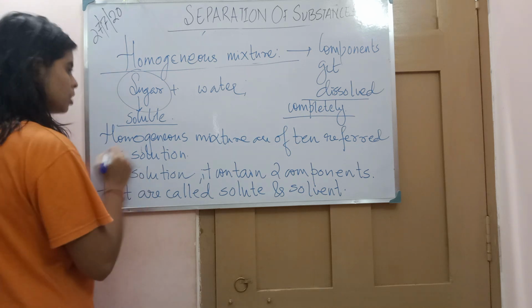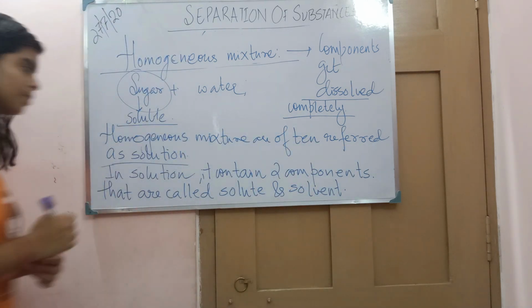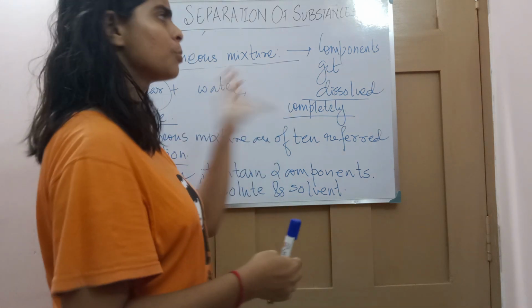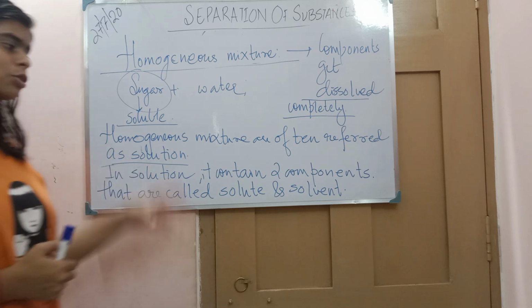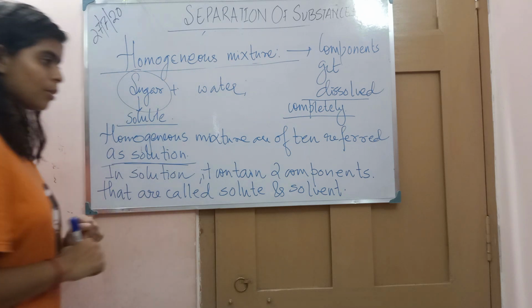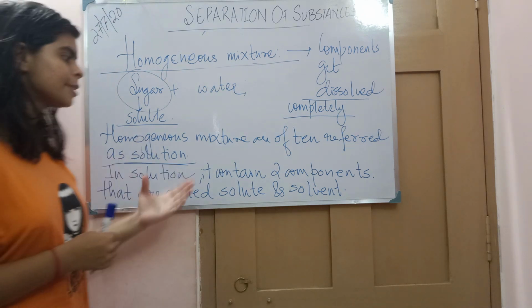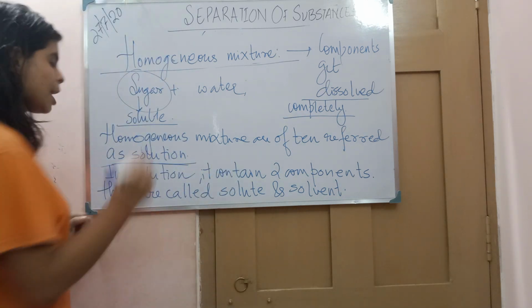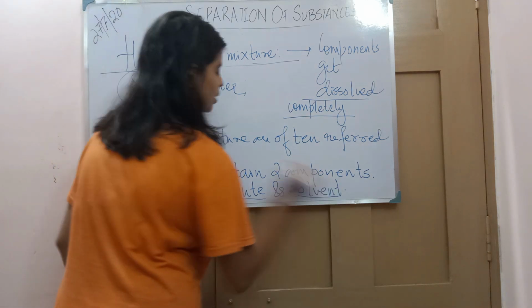Homogeneous mixtures are often referred to as a solution. We don't always say, oh, this is a homogeneous mixture, but we use a common term for it, and that common term is solution. We often call it a solution. And a solution contains two components, and those two components are called solute and solvent.